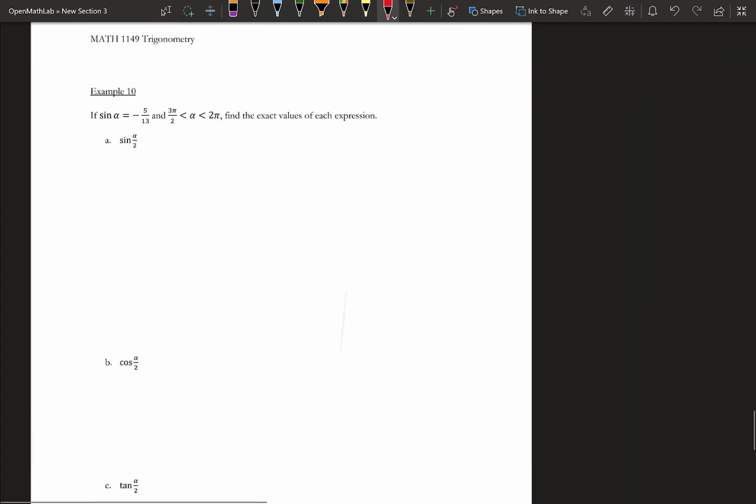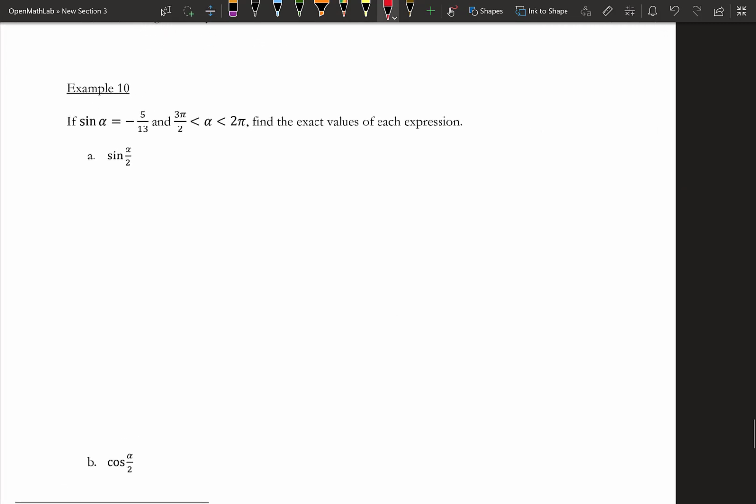All right, so last page in the notes, last example, example 10. We are told, if sine alpha equals negative 5/13 and alpha is in between 3 pi over 2 and 2 pi, find the exact value of each expression.